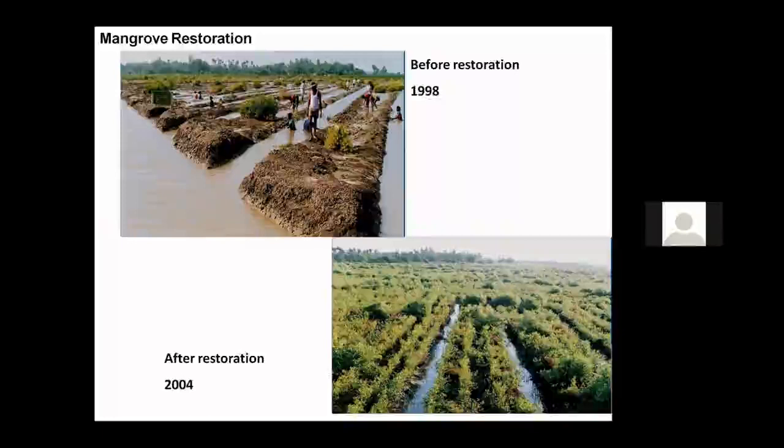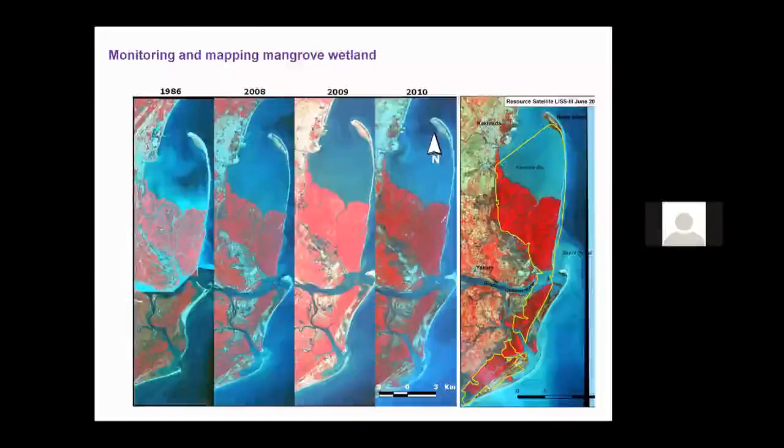What we're seeing is the mangrove restoration. Before restoration, this is how the area was, and in 2004 you can see how the mangrove has been restored. So how has GIS and remote sensing been used for this purpose? You all know that the mangrove ecosystem is not an easily accessible forest. It is completely muddy, and you can't go deep into the forest and find where the land is degraded and where the real problems are.